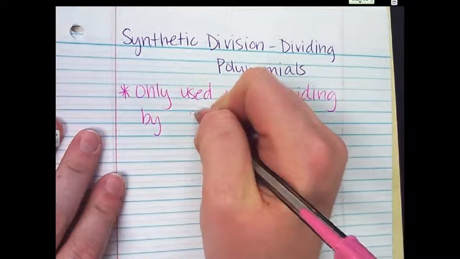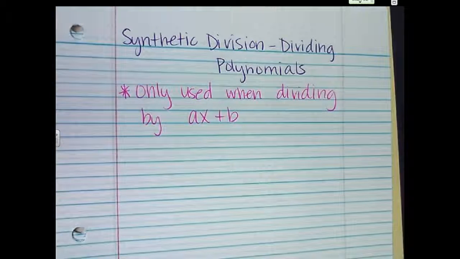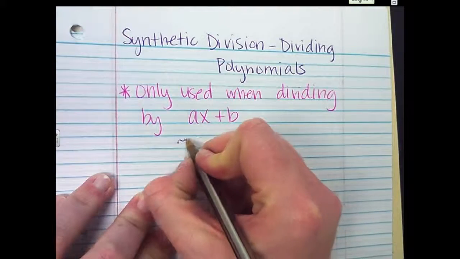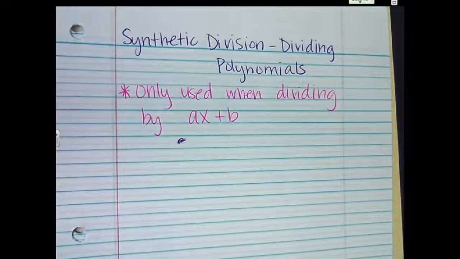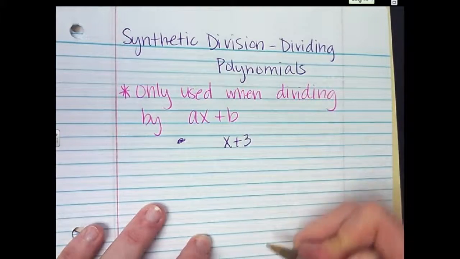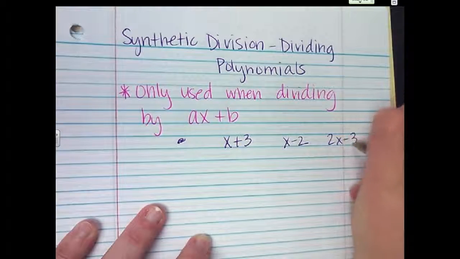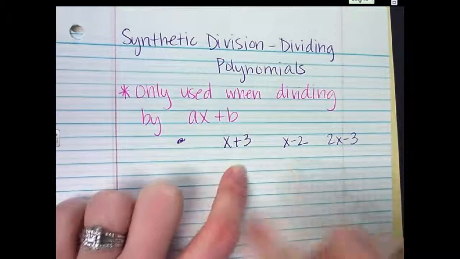By, I'm going to put something like this, ax plus b. We'll talk about what that means in a second. So when I say ax plus b, I mean like if you're dividing by x plus 3, or x minus 2, or even 2x minus 3. Okay, so the b can be positive or negative. If you're dividing by something like this, you can use synthetic division.